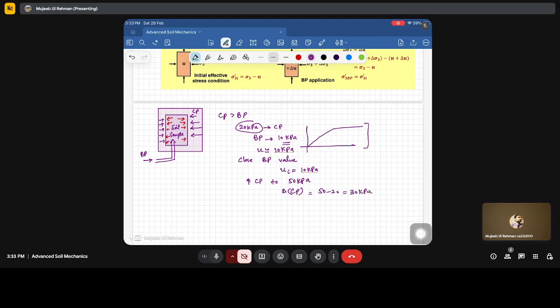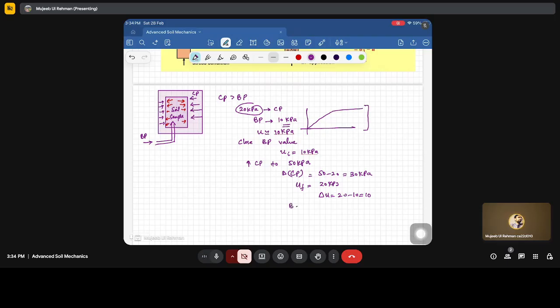Now due to this 30 kPa, there will be the generation of excess pore water pressure, and this we call U final. Let's assume it is 20 kPa. So what is the change in U? 20 minus 10 is 10. So if we calculate B, it is 10 divided by 30, which is 1 by 3. So this B value is less than 0.95, and we have to start this loop, this stage, again.